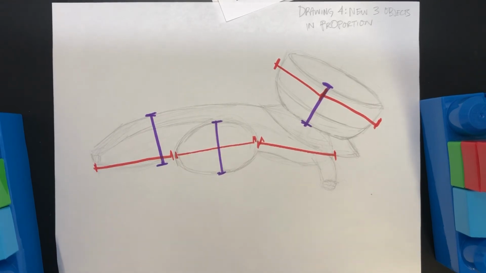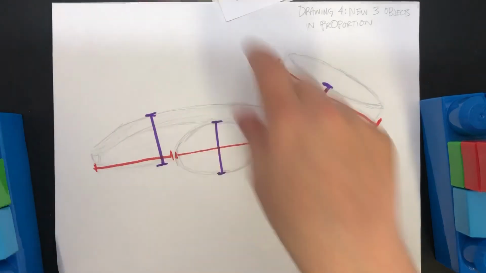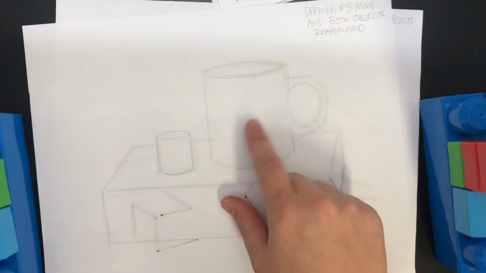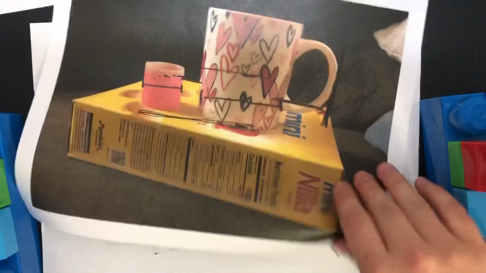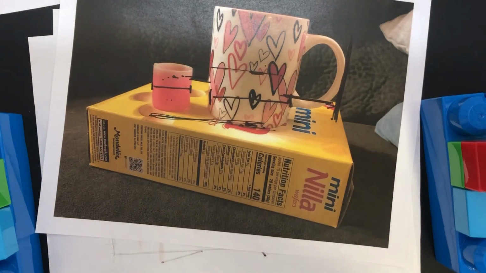Email me if you have any questions. These drawings should each take maybe 15, 20 minutes. Don't pick something really elaborate. I'm not drawing the heart design on my mug. I'm not drawing the label on the box. Don't go crazy. They shouldn't take you two hours to do each of these drawings. I know you have other things to be doing, so yeah.